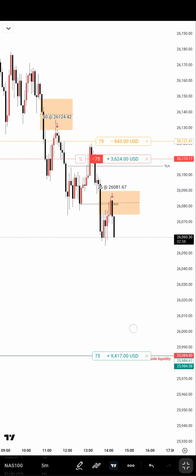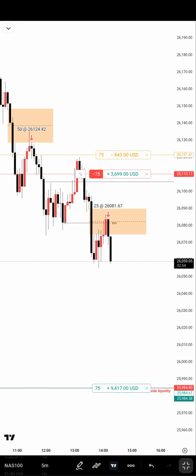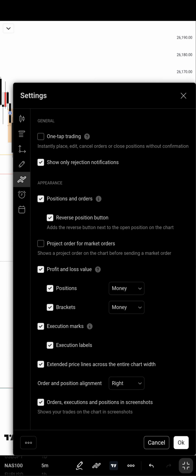Is our drawn liquidity. Now, why did I take this trade? Why did I anticipate this trade? Let me give a pretty much clean rundown on why I took this trade.